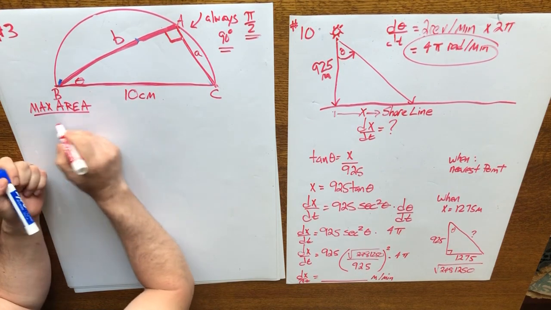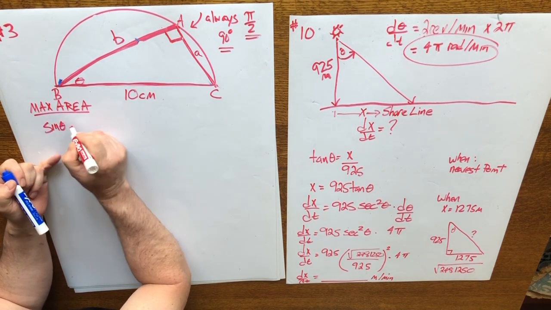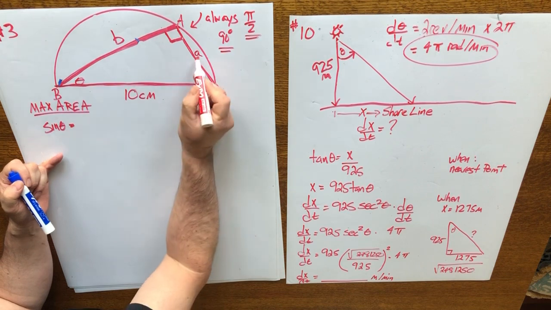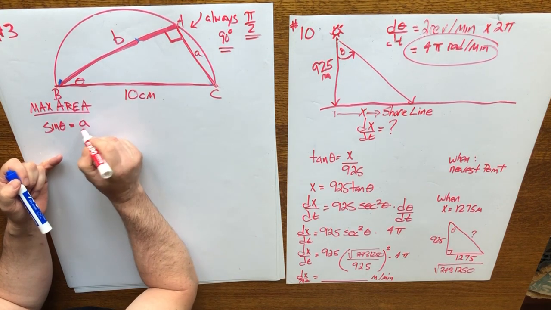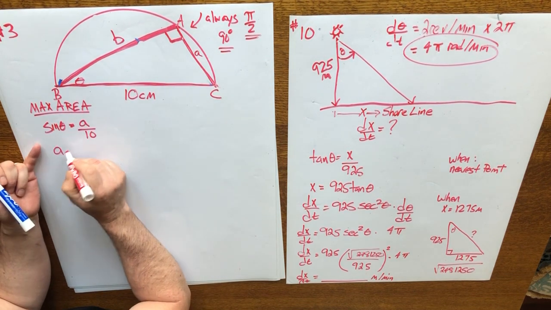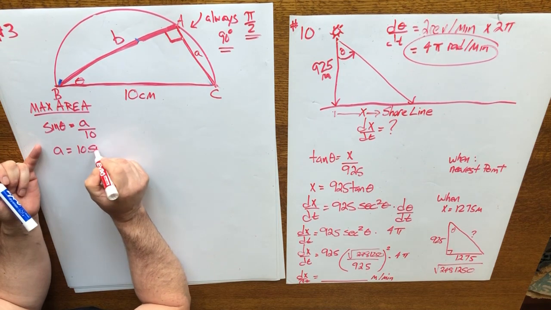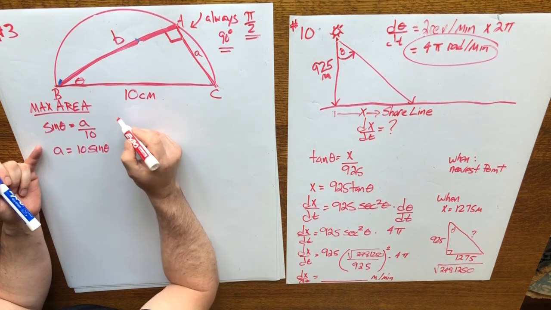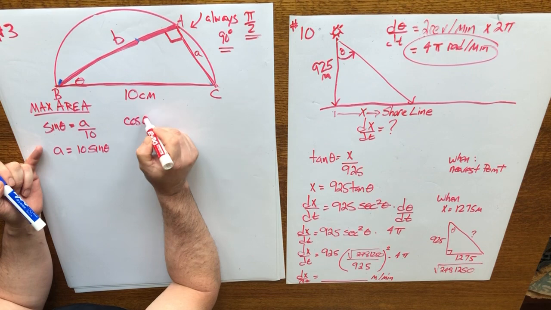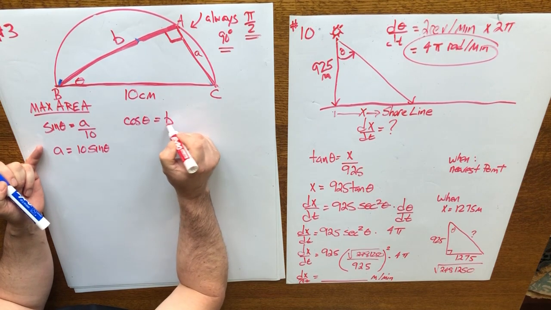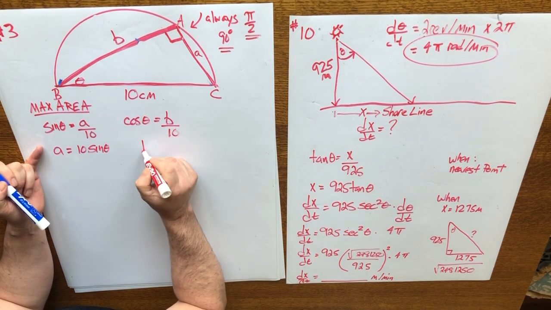So what about sine theta? Well, sine theta would be opposite A over 10. So that means A equals 10 sine theta. And what about the cos of theta? Cos of theta is equal to adjacent over hypotenuse.